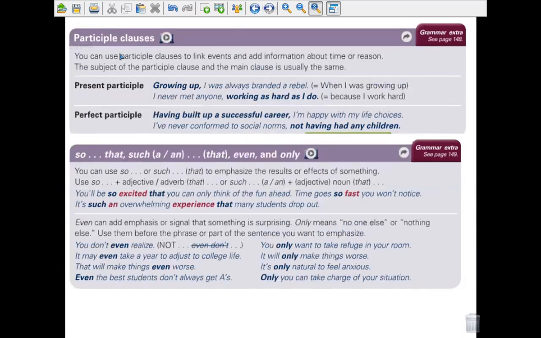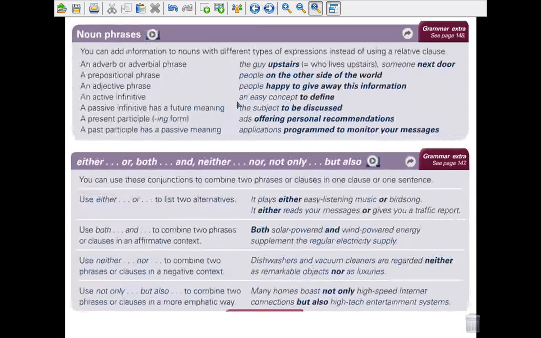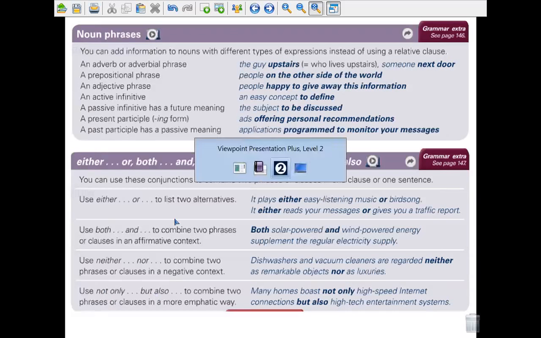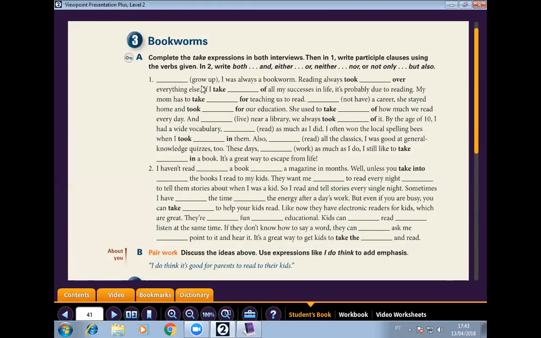Okay, so these are participle clauses, and then we also have to use either or, both and, neither nor, not only but also. So remember, when I use either or, I'm choosing one from two. You can also add more than two options. Both and, you are choosing two options. Neither nor, you want none. Not only but also, again, two. You are going to select two. Let's come back to our activity.